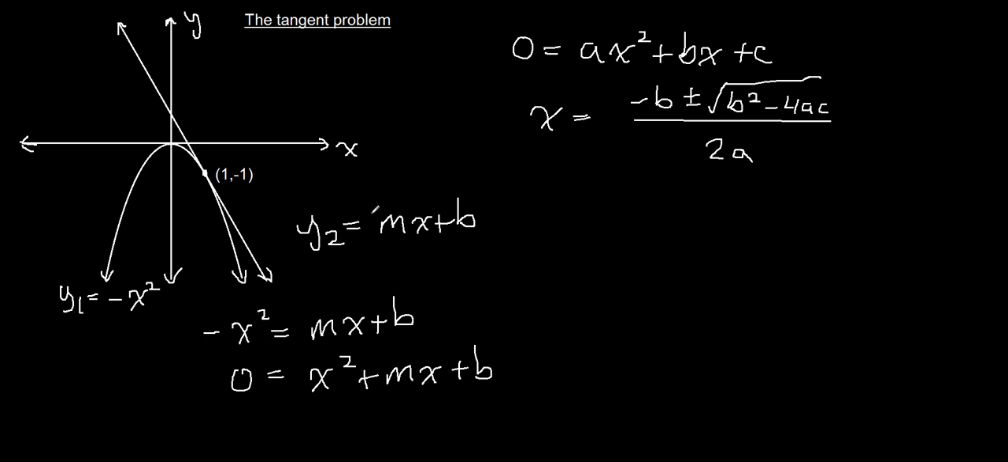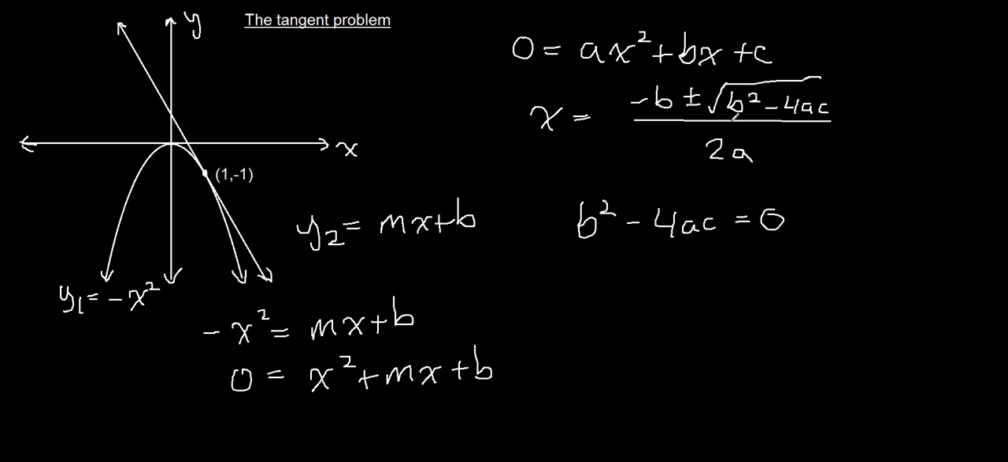So I want you to think, how many solutions does this have? On how many points does this line touch this parabola? Did you guess one? Yeah, you're right. It only touches (1, -1). So you know already that this discriminant must be 0. So b squared minus 4ac must equal 0.